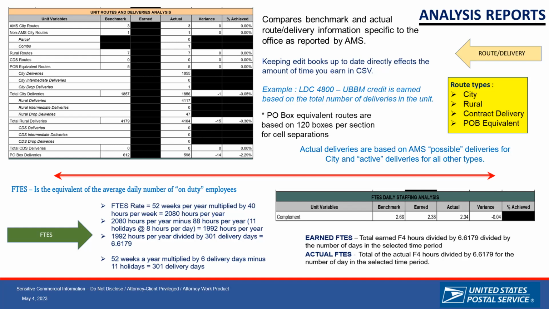Now, how we get to 6.6179, you can take a look at the math on the left-hand side there. It says FTES rate is 52 weeks per year multiplied by 40 hours per week. That's where we get our 2080 hours from. We take our 2080 and we subtract out 88 hours for 11 holidays, which are 8 hours per day. So that gives us 1992. Then we take the 1992 and divide it again by 301 delivery days.